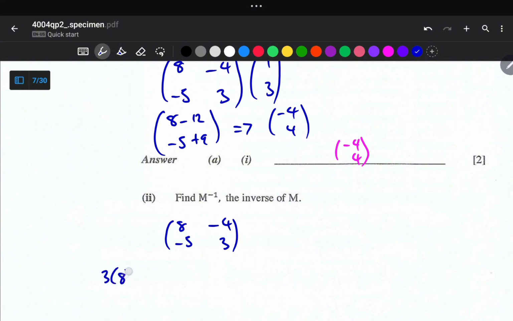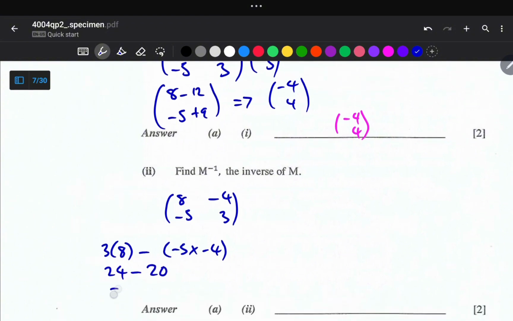So 3 by 8 minus 5 by minus 4, which is equal to 24 minus 5 by minus 4, it gives us 20. So 24 minus 20, which is equal to 4. So our inverse is 1 over the determinant 4 multiplied by, so we are going to interchange 8 and 3. So 3 goes here, so it is now 3, and 8 goes here, it gives us 8.